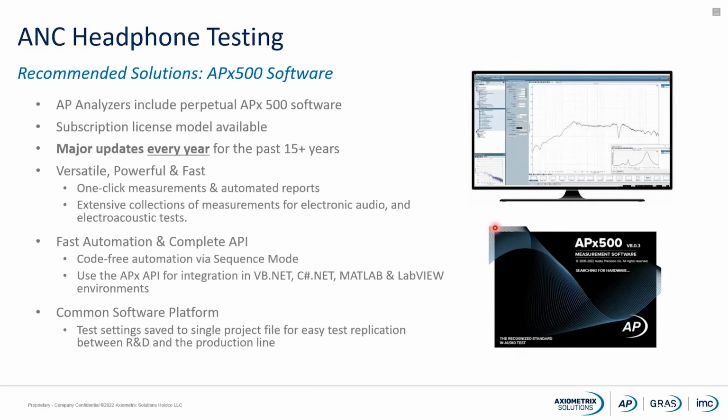These analyzers are used together with the APX 500 software. All the AP hardware analyzers will include a perpetual license for the current version of the APX 500 software, plus the next version as well. We also have a subscription license model for a year, for 3 years, or for 5 years, so you can always get the latest version of the measurement software. We are basically releasing one major update of the software every year for the last 15 years plus.